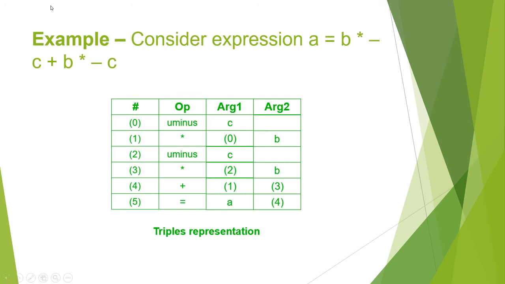So this is an example. For the same example, here we are using only operator, argument 1 and argument 2. The result is not stored in a result part. Instead, we are using these references. The first line's result is pointed to by reference 0. The second line's output is pointed to by reference 1. The third line's output is pointed to by reference 2. Likewise, it continues. So this is called triples representation.